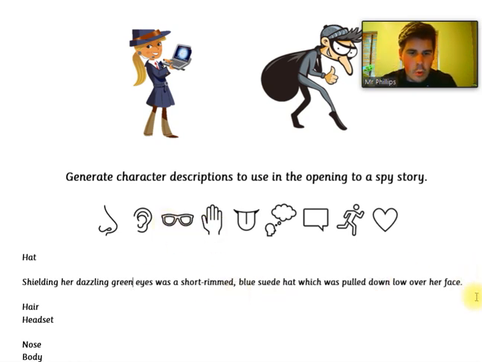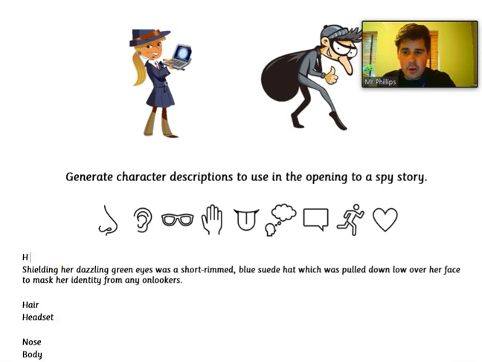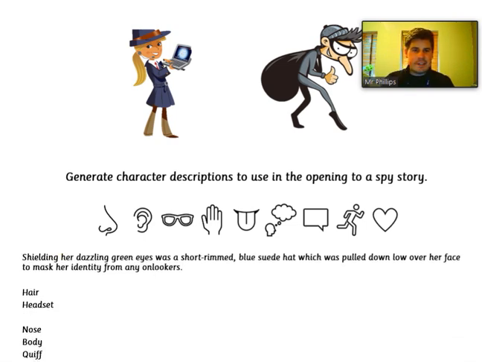Let's add a bit more. Why? To mask her identity from any onlookers. There we go. Every time I read it, I'm thinking in my head, oh, I can add this bit on, I can add that little bit of description. So even though all we're describing is the fact that she has a hat on, we've built a brilliant sentence.